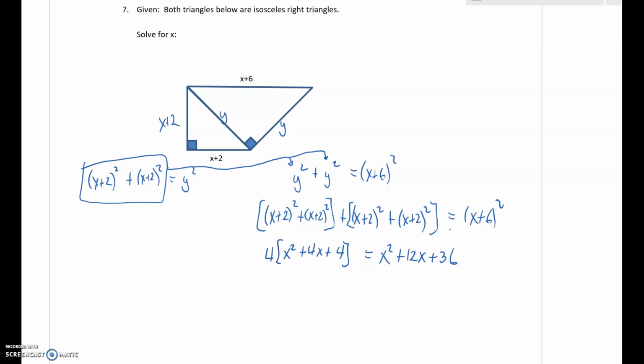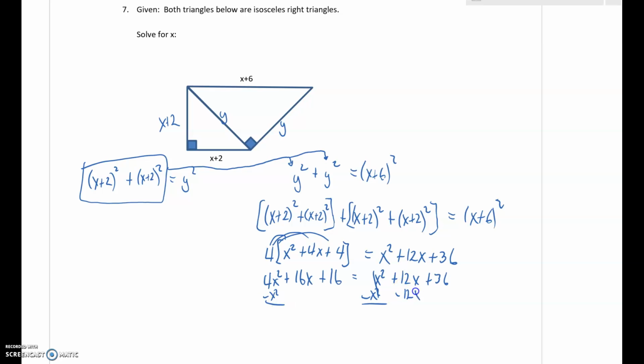So to actually get this to work, I need to go ahead and move everything to one side so I can combine like terms and start to solve it, factor it, however you want to do that. So I'm going to take this 4 and distribute it to all 3 terms there. I have 4x squared plus 16x plus 16 equals, and then I have this x squared plus 12x plus 36. So what I just said a minute ago was I want to move everything to one side.